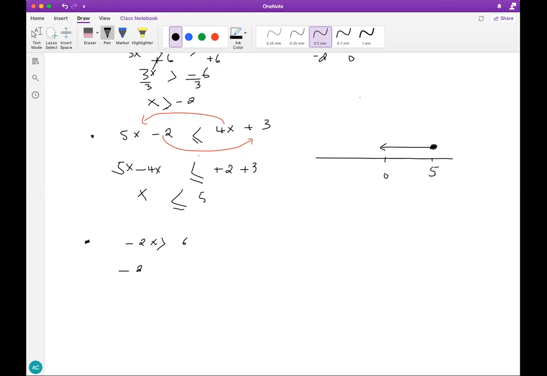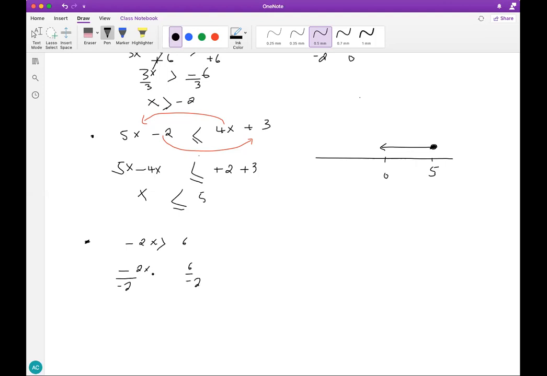We divide both sides by... not by 2, but by -2. So we want to cancel the negative. So we're going to divide both sides by -2.